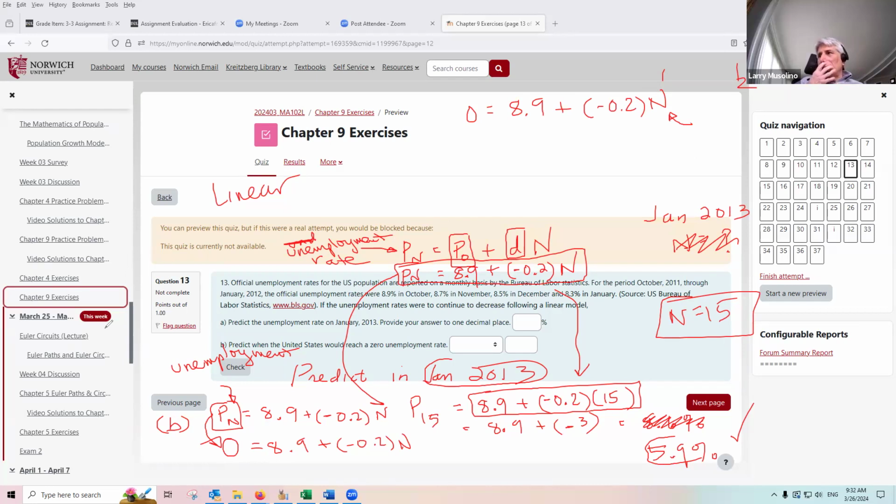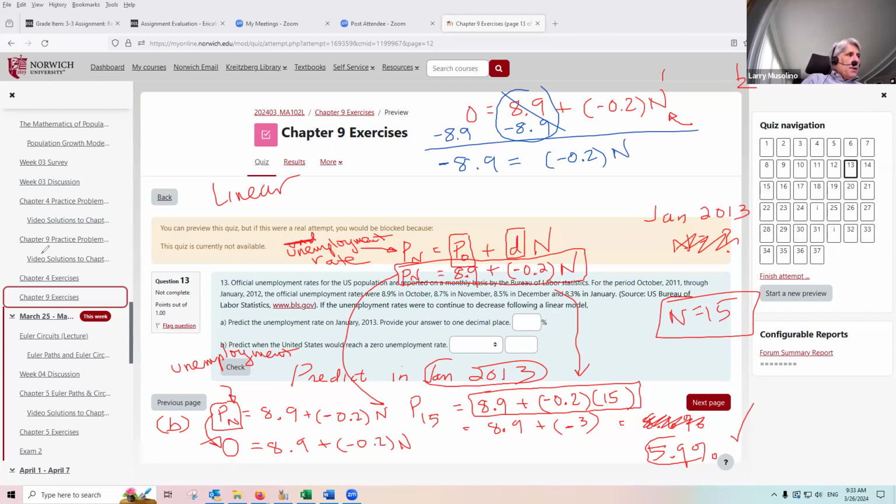I want to get rid of that 8.9. I want to cancel out the addition of 8.9. Well, to cancel out an addition like this, we use the opposite, which is subtracting. So I'm going to subtract 8.9 from both sides of this equation. By the way, anytime you're solving an equation like this, whatever operation you do to one side, you have to do the same operation to the other side. All right, on the right side, 8.9 subtract 8.9 cancels out. On the left side of the equation, we have 0 subtract 8.9. Well, that's negative 8.9. And on the right side, we have negative 0.2 times N.